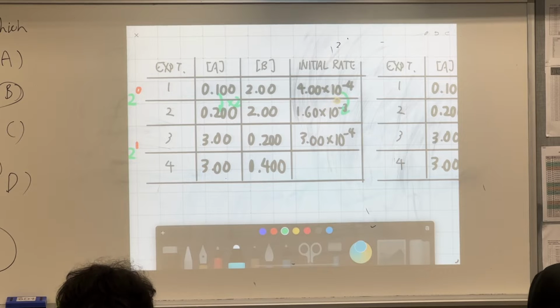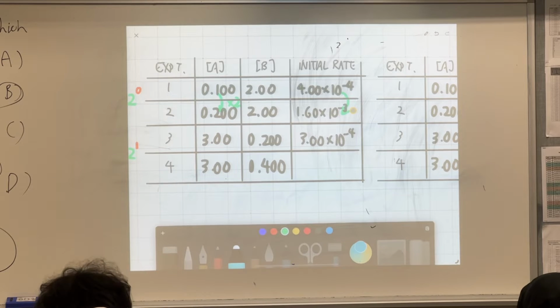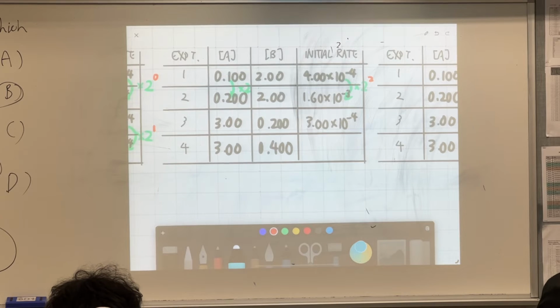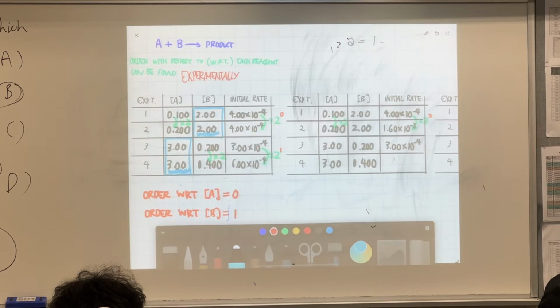You need to type this on the calculator probably. Okay. You need to tell me how many times do these two numbers differ from one another. It's not just 2 times, I tell you, but 4. Yeah, so the number 4 means 2 to the power of 2. So what can you say? What is the order with respect to A this time?